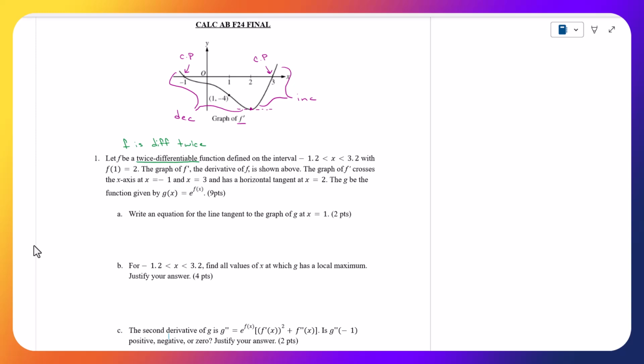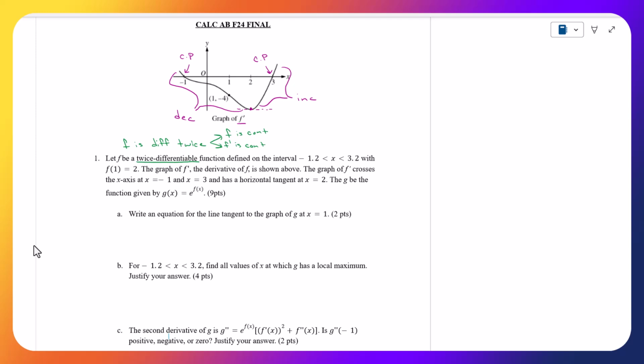What does that mean? Well, because f is differentiable, f is continuous, and because f prime is differentiable, because it's differentiable twice, so f is differentiable and f prime is differentiable, that means that f prime is continuous. So that's the information I'm getting from this specific statement.